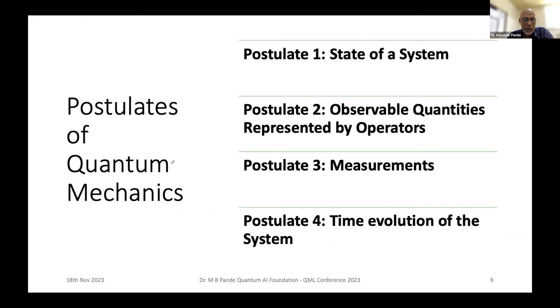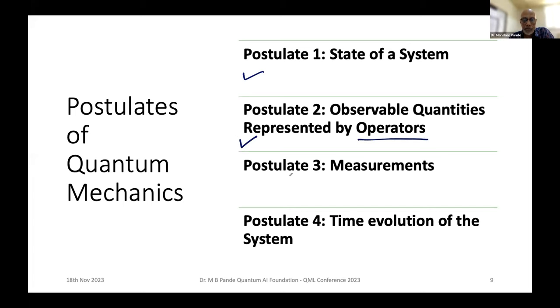So let's get down to the postulates of quantum mechanics, which sets the context for quantum computing. The first postulate is called the state of a system. The objective for putting these things is that through this, I will also tell you what math is required to follow up. So first is the state of a system. We'll also need to understand what we mean by a system, which I will talk about when we talk about two-level systems. Second is observable quantities, which are represented by operators. All of these are terminologies in quantum mechanics.